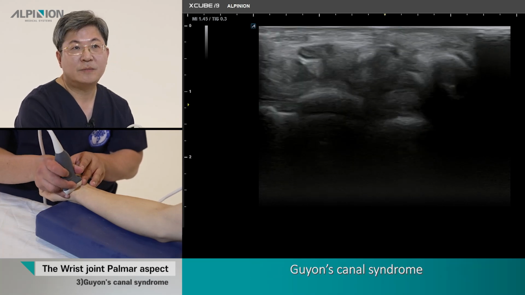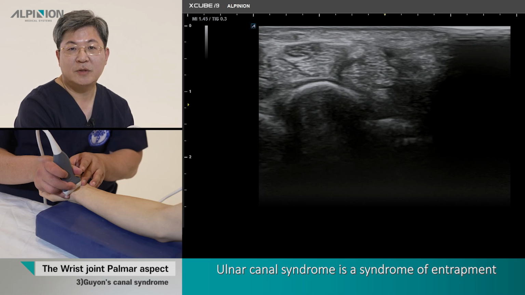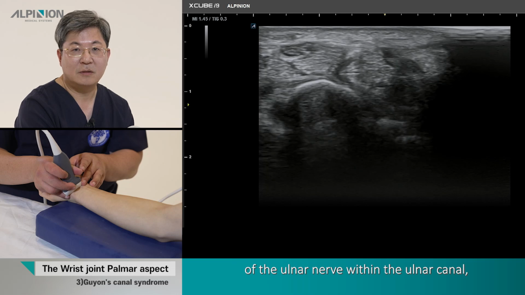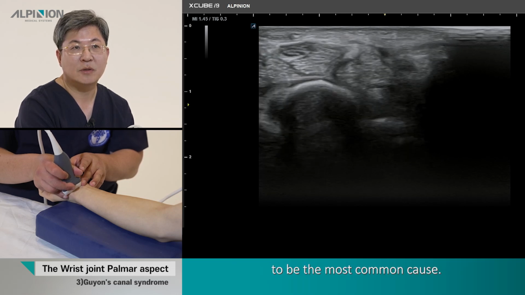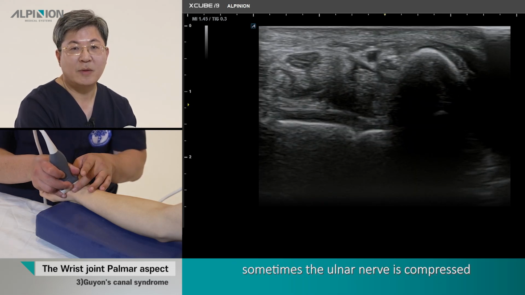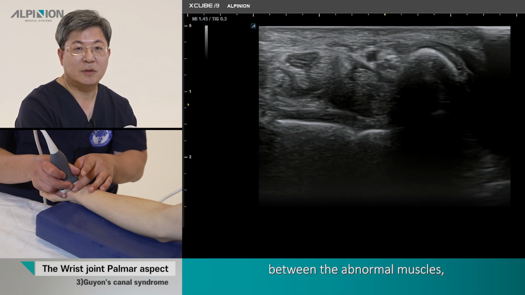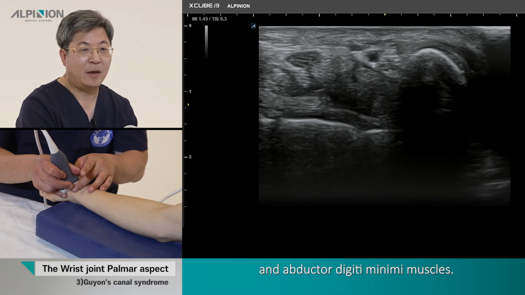Guyon's canal syndrome. Ulnar canal syndrome is entrapment of the ulnar nerve within the ulnar canal, and a space-occupying lesion is known to be the most common cause. In addition to the space-occupying lesion, sometimes the ulnar nerve is compressed between an abnormal muscle, the accessory abductor digiti minimi, and the abductor digiti minimi muscle.